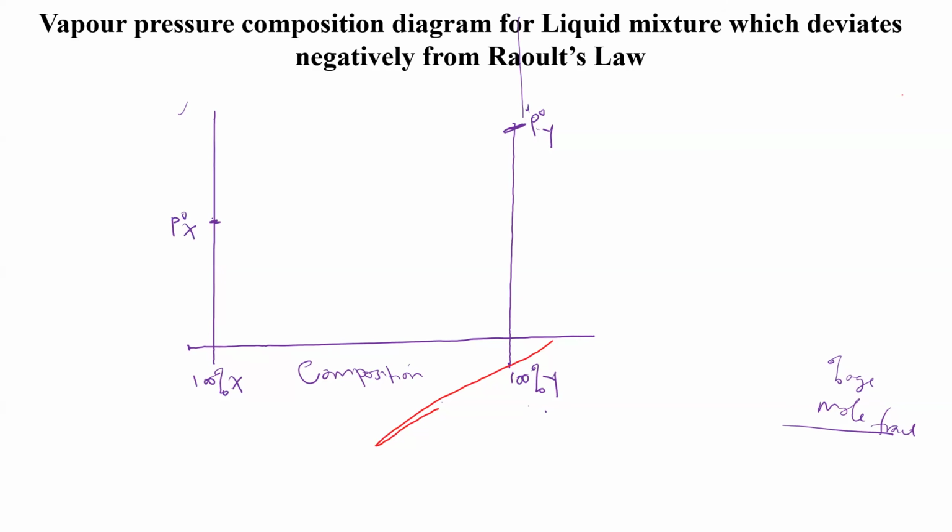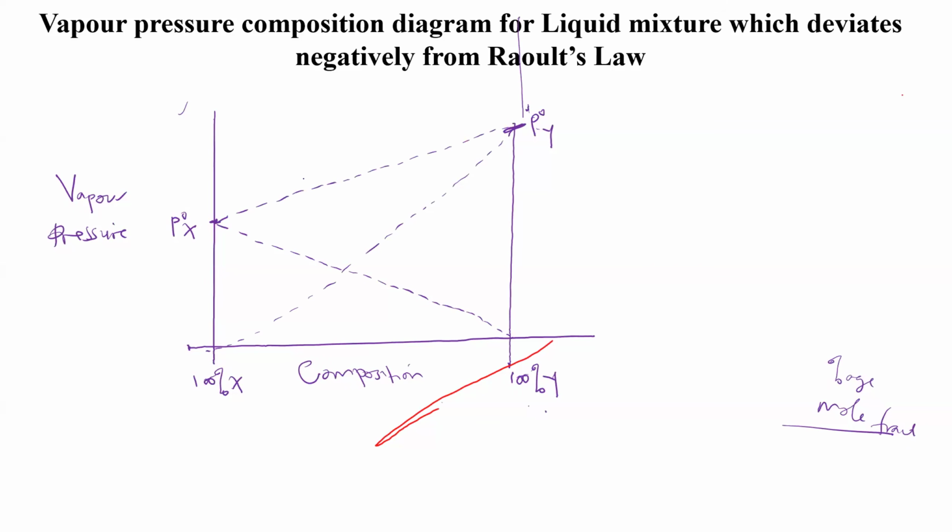Normally, if it obeys Raoult's law, it could have been a very straight line, but don't forget that this axis is vapor pressure. Because it's not the original, we are going to have dotted lines. Even here, it could have been like this. It could have been like that. Then the total vapor pressure could have been also a very straight line like that.